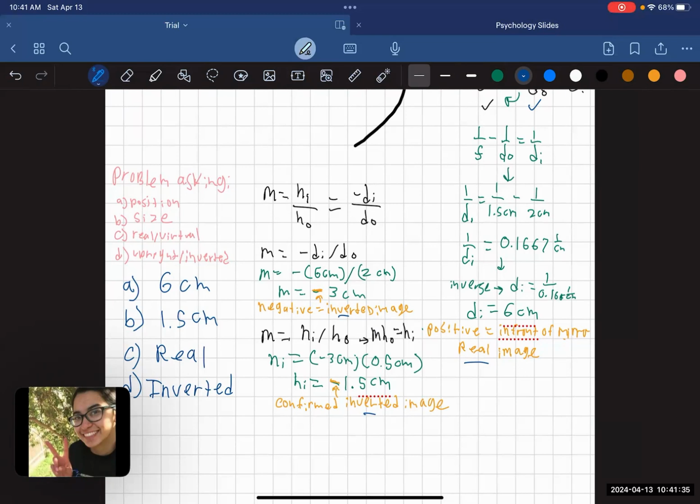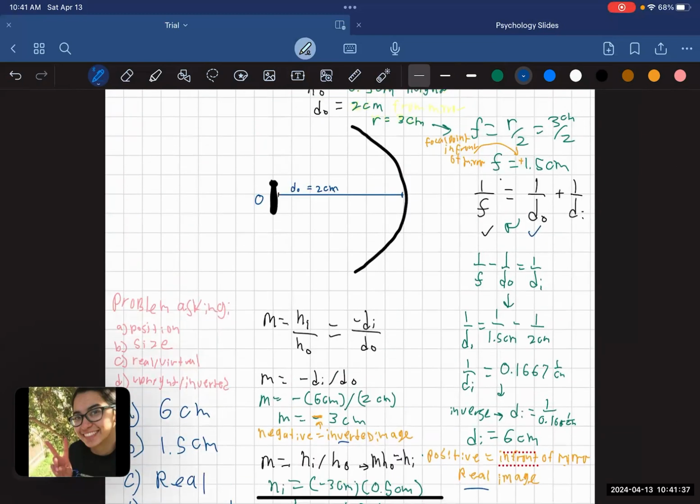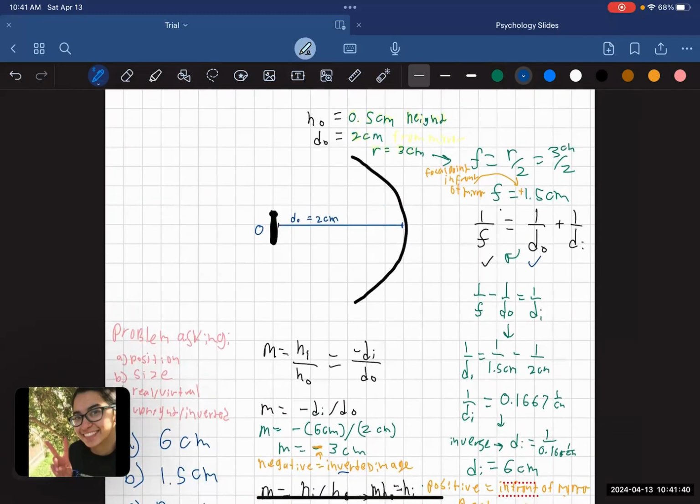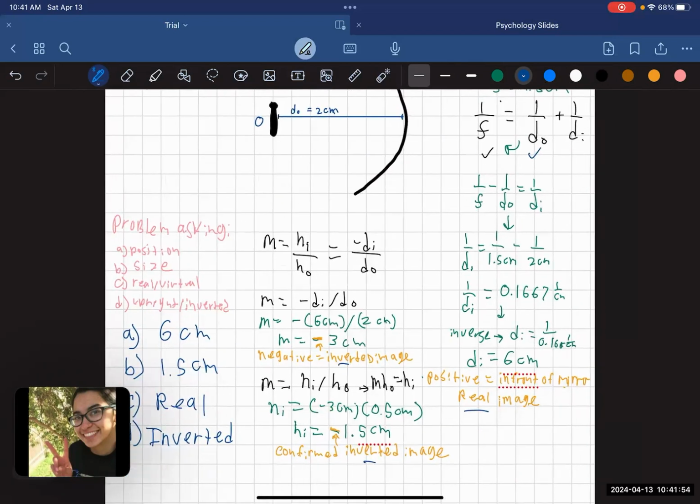Cool. I know I always say I and not for these because for velocity and stuff, you use 0 as not and I as initial. But for lenses and stuff, it's usually O for object and I for image. So this is DI, this is HI. And then these two are the signs.